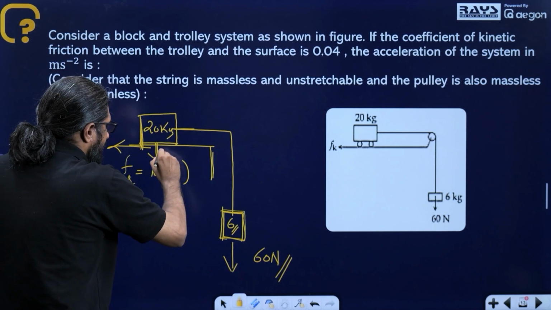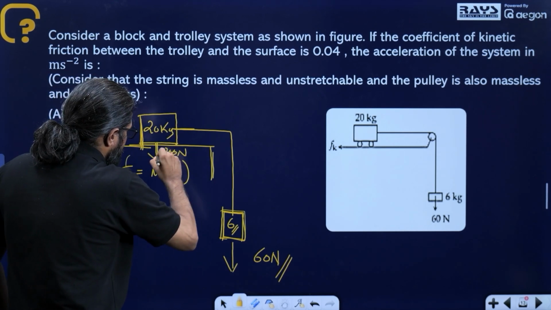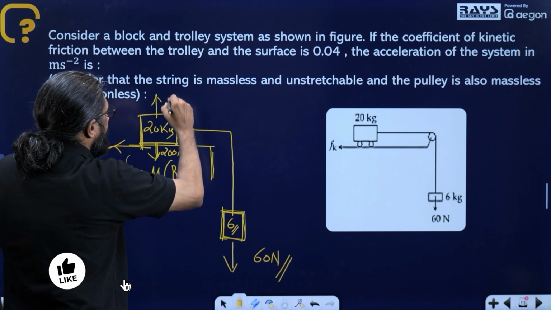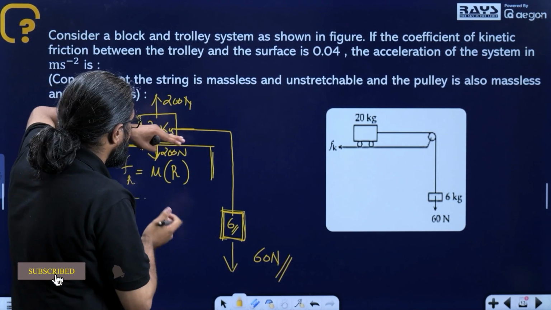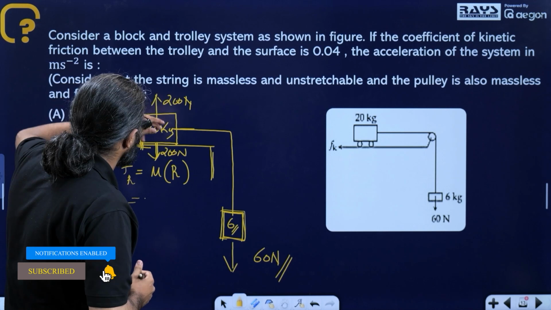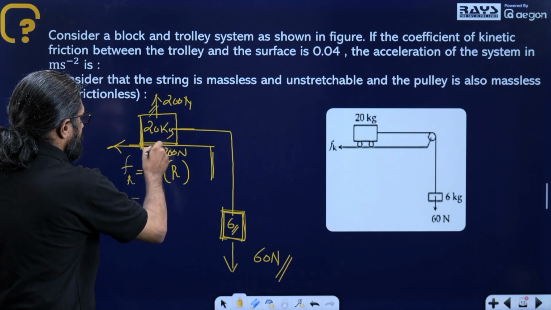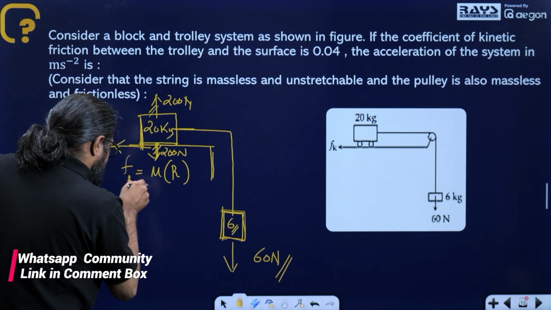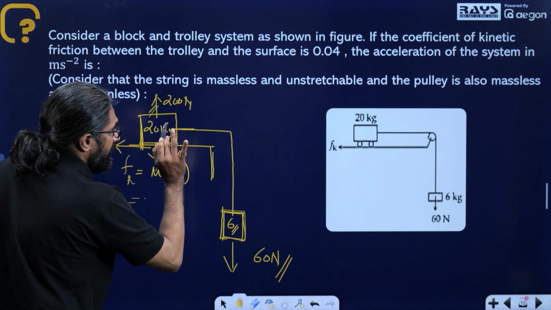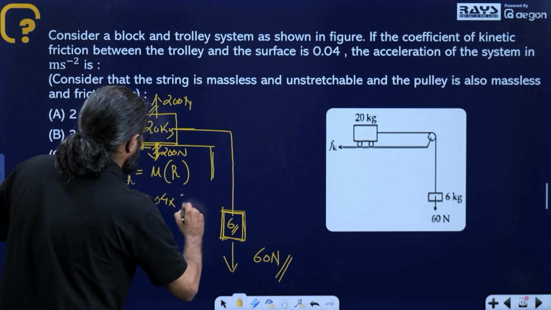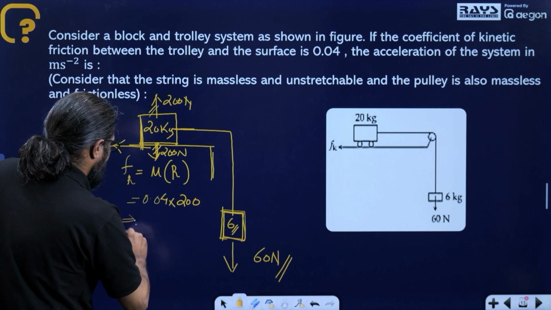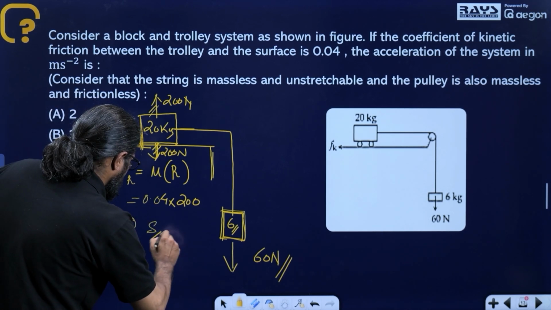So downwards its weight will be 200 Newton. Reaction upwards obviously has to be 200 Newton, because it is not moving upwards or downwards, or accelerating upwards or downwards. So this should be balanced, matched here. So kinetic friction will be mu, that is 0.04 multiplied with 200, that will give you 8 Newton here.